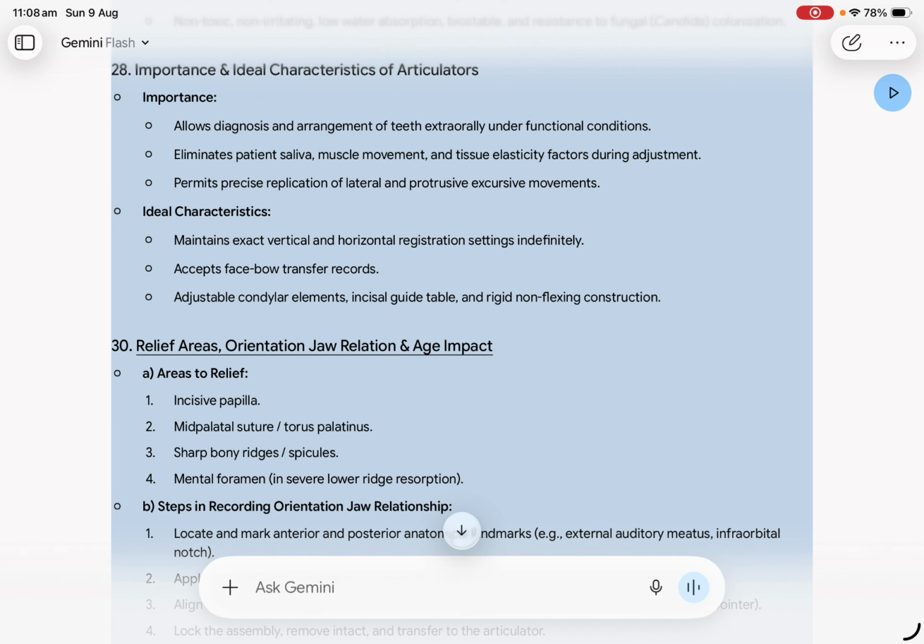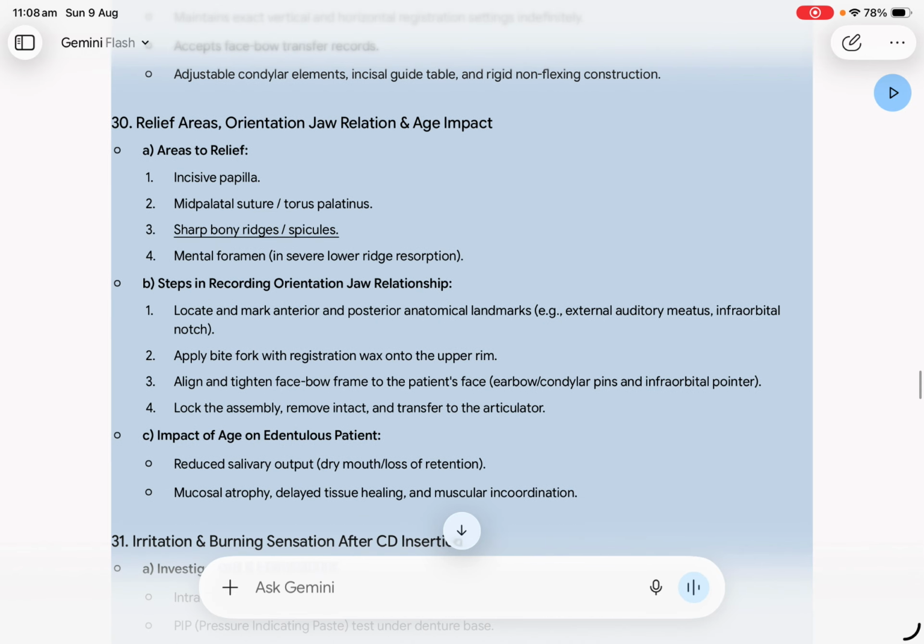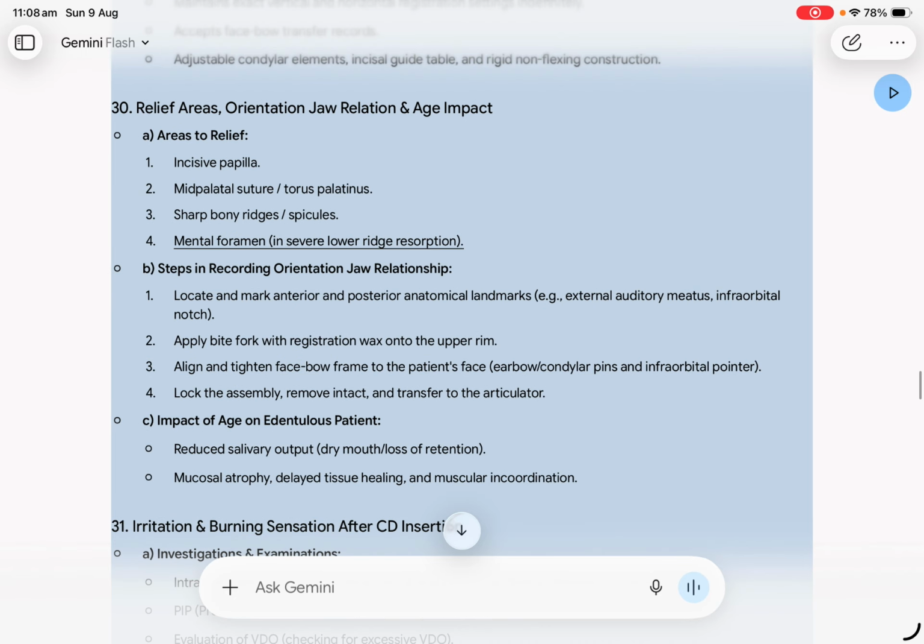30. Relief areas, orientation jaw relation, and age impact. A. Areas to relieve: 1. Incisive papilla. 2. Midpalatal suture, torus palatinus. 3. Sharp bony ridges and spicules. 4. Mental foramen, in severe lower ridge resorption.